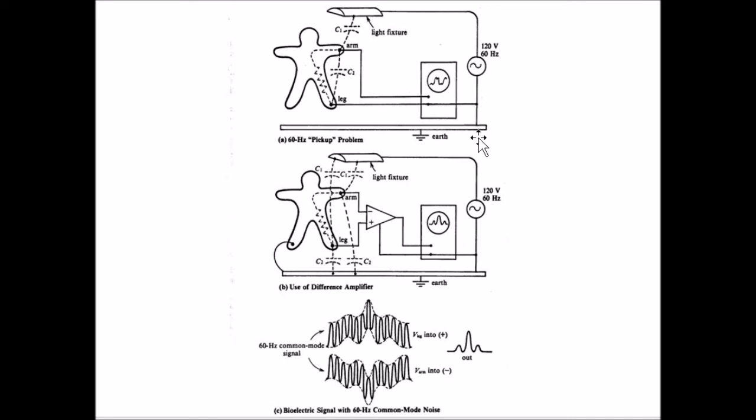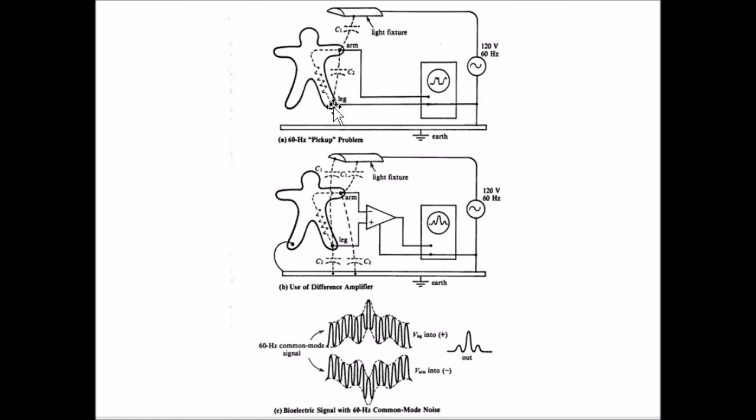But here, there is a capacitance between the fixture, which is nothing but lights. If you go to a hospital, you can see many fans and lights hanging over the patient bed. That fixture is supplied with AC supply, and the patient bed is grounded to the common AC ground. So a capacitance forms between the light fixture and the patient, that is C1, and another capacitance between the arm and leg.